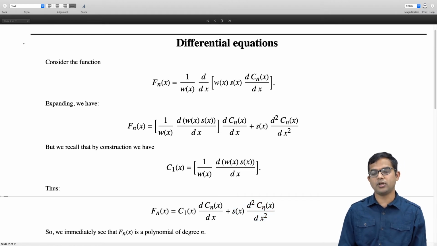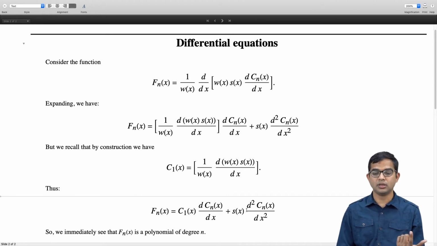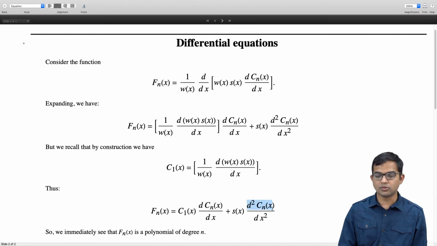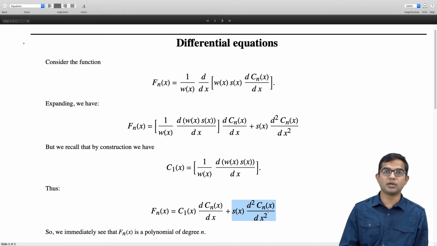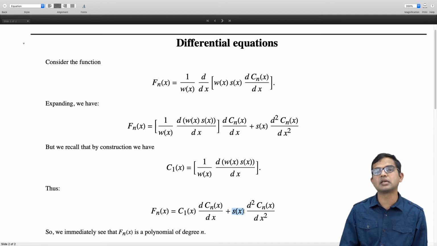If you take the second derivative of an nth degree polynomial, it's going to give you an n minus 2 degree polynomial. So now when you multiply by s of x, the best it can do is to increase the order of this polynomial by 2 more, right? Because s of x, the three choices we have: x squared minus 1, which will make it degree n minus 2 plus 2, which will become n, or if s of x is chosen to be x, or if it is chosen to be 1, for sure the degree of this can never exceed n.